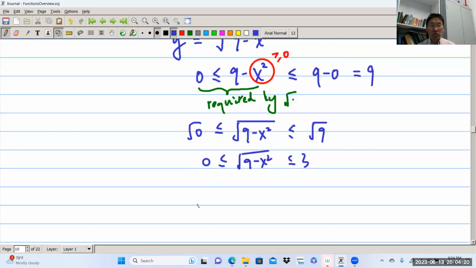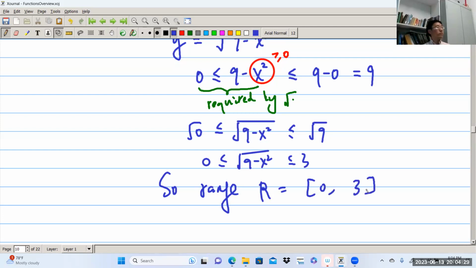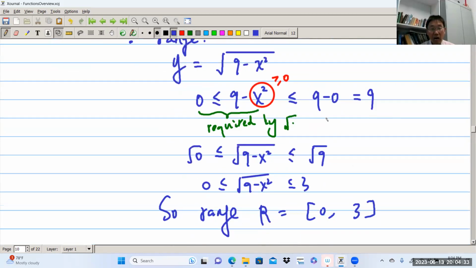So what's the range of this function? The range of this function is the interval from 0 to 3 inclusive. Got it? How about the graph of this function?